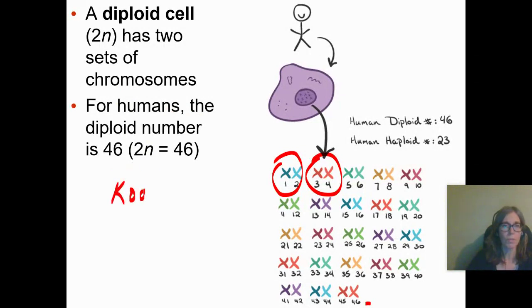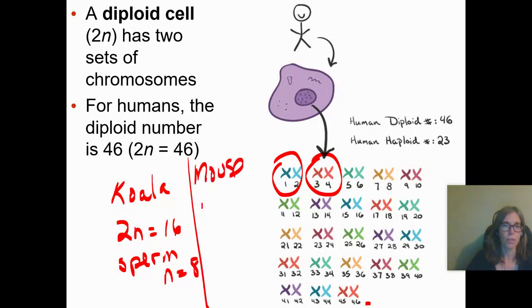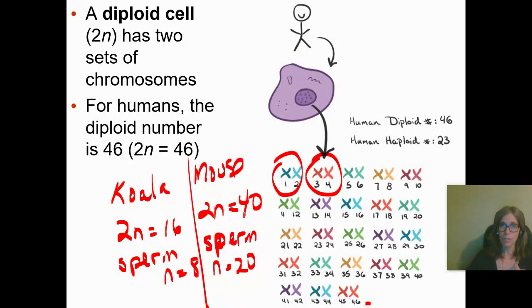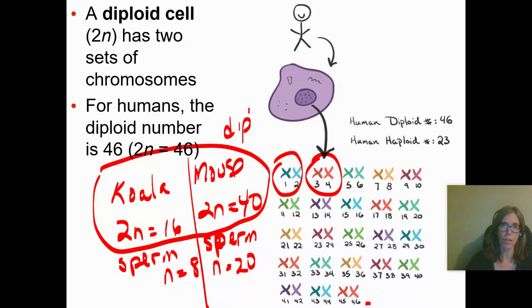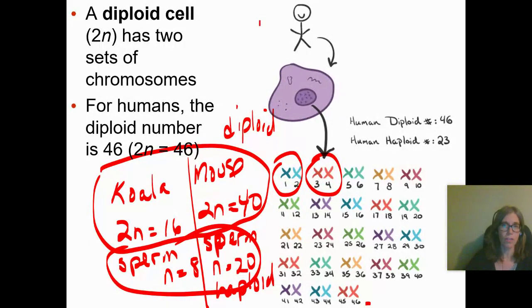If you're a koala bear, your 2N number is 16, I think. That means koala bear sperm are going to be N equals 8. If you're a mouse, your 2N number is 40. And that means the sperm and the egg would be a haploid number of 20. So notice that the total number of chromosomes is different in different species, but for each of these, we're talking about sexually reproducing organisms. So they have diploid for the adults, and the sperm and the egg are haploid.